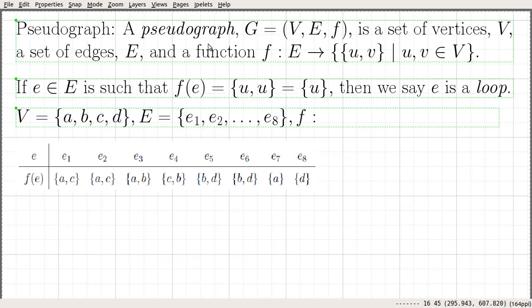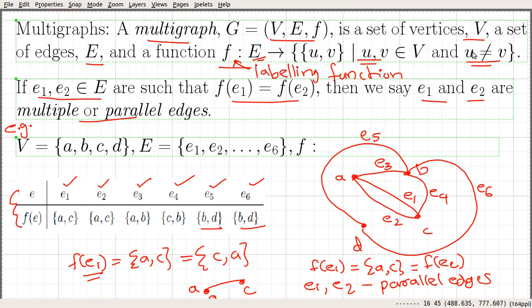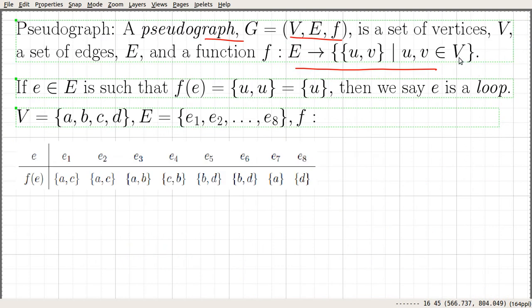Okay, so let's formally define a pseudograph. A pseudograph is also a triplet (V, E, f), where V is a set of vertices, E is a set of edges, and we have this labeling function f. Here the function is defined from the edges to a two element subset. The difference between this definition and the previous definition is that here we do not have the condition u not equal to v, which the previous one had. That condition corresponds to, if u is equal to v, a loop. It will become very clear when we work out this example. So let's go through this example.